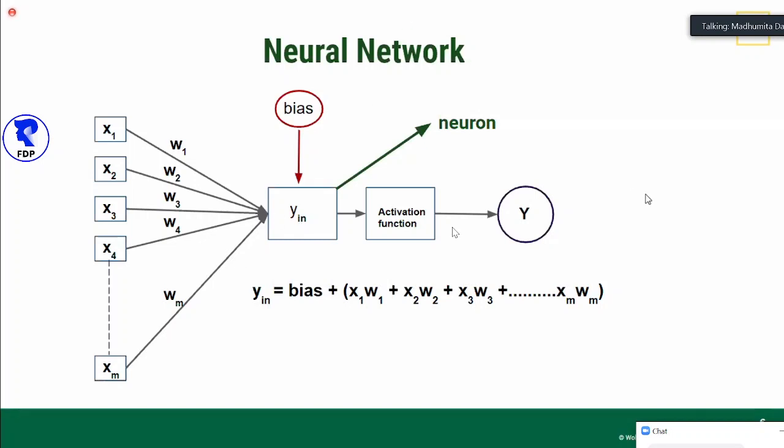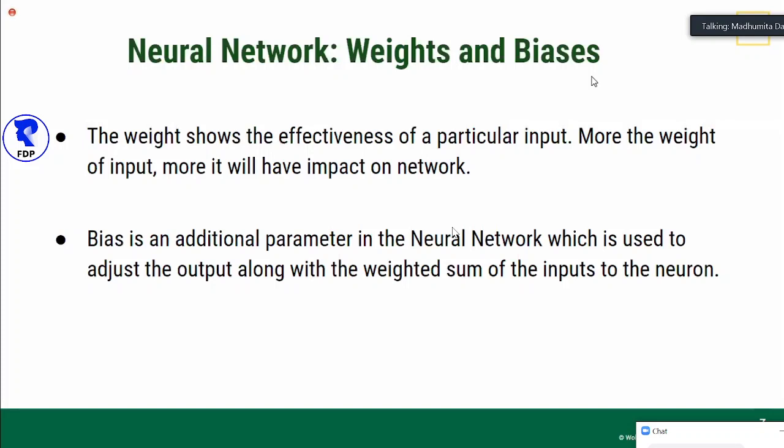So, to begin with, what are weights and biases? Weights determine the effectiveness of a particular input or a feature. The higher the weight associated with a feature, the more impact that feature will have on the network and the final output. It's the same thing that you see in a linear regression: the higher weight we assign to a feature means that particular feature will have a higher impact on your final output. Whereas bias is an additional parameter that is used to adjust the final output.